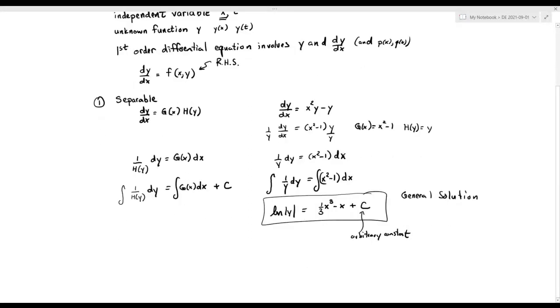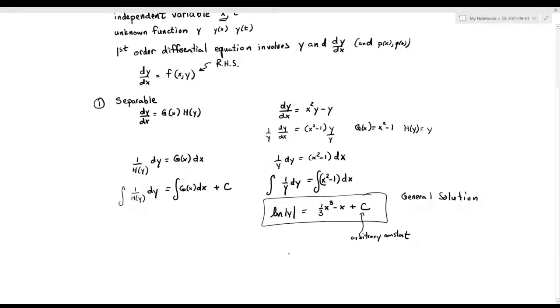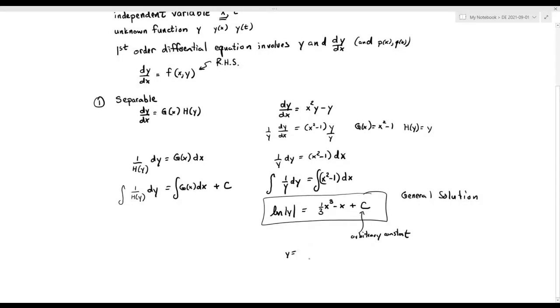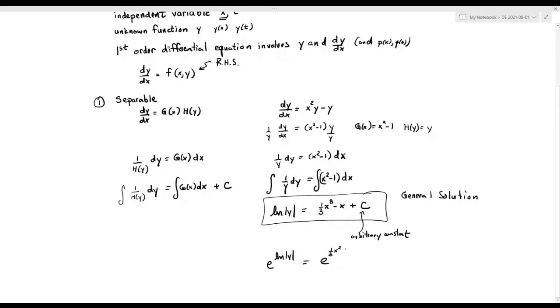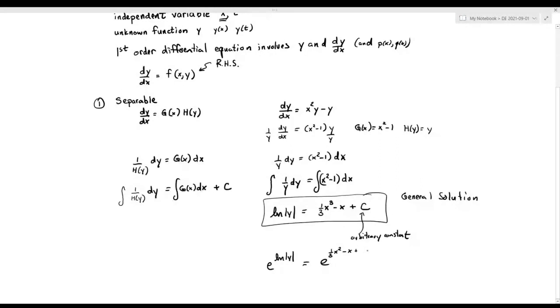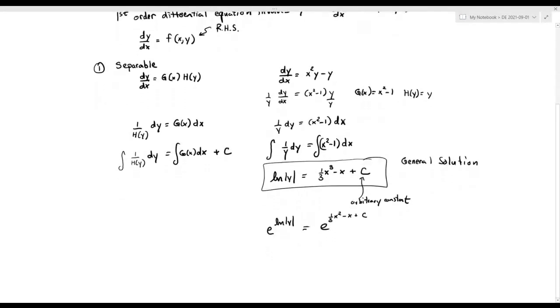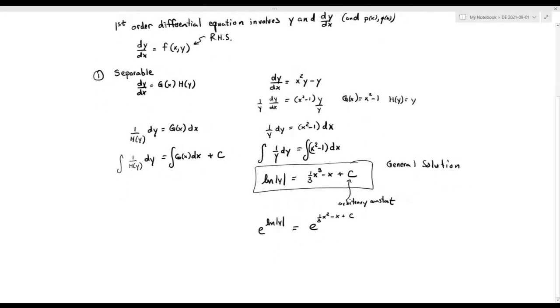And then if we wanted to, we could solve for y explicitly. In other words, we can say that y is some function of x, right? We can't always do that, but in this case we can, because we can exponentiate both sides. So the two equal sides become the argument of our exponential function.